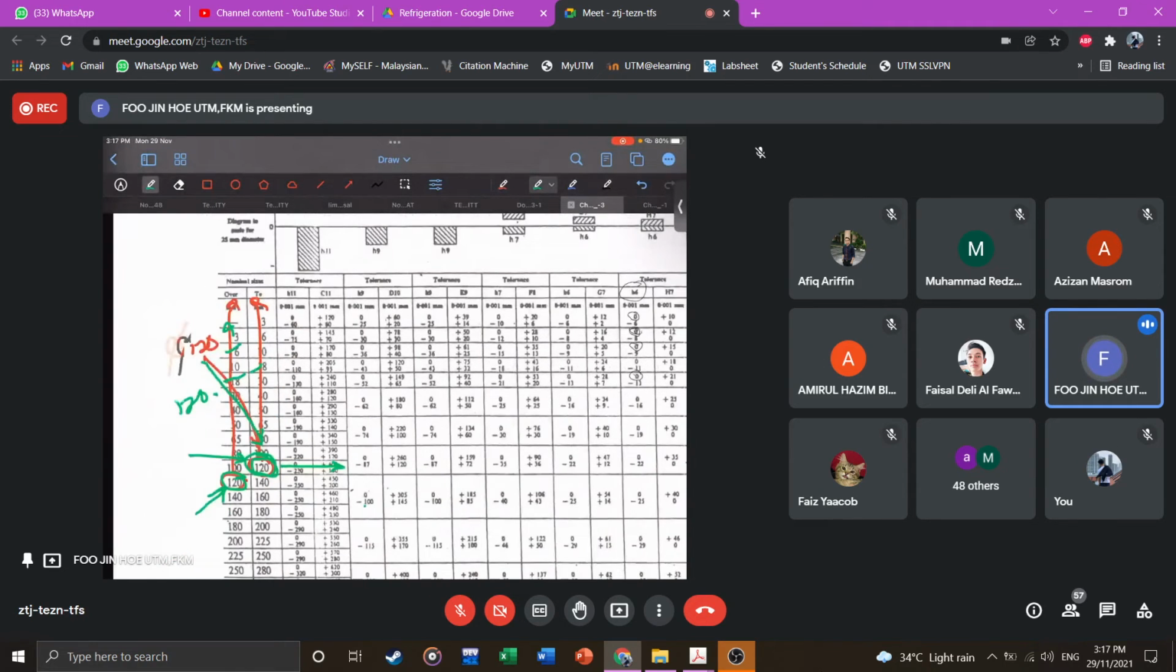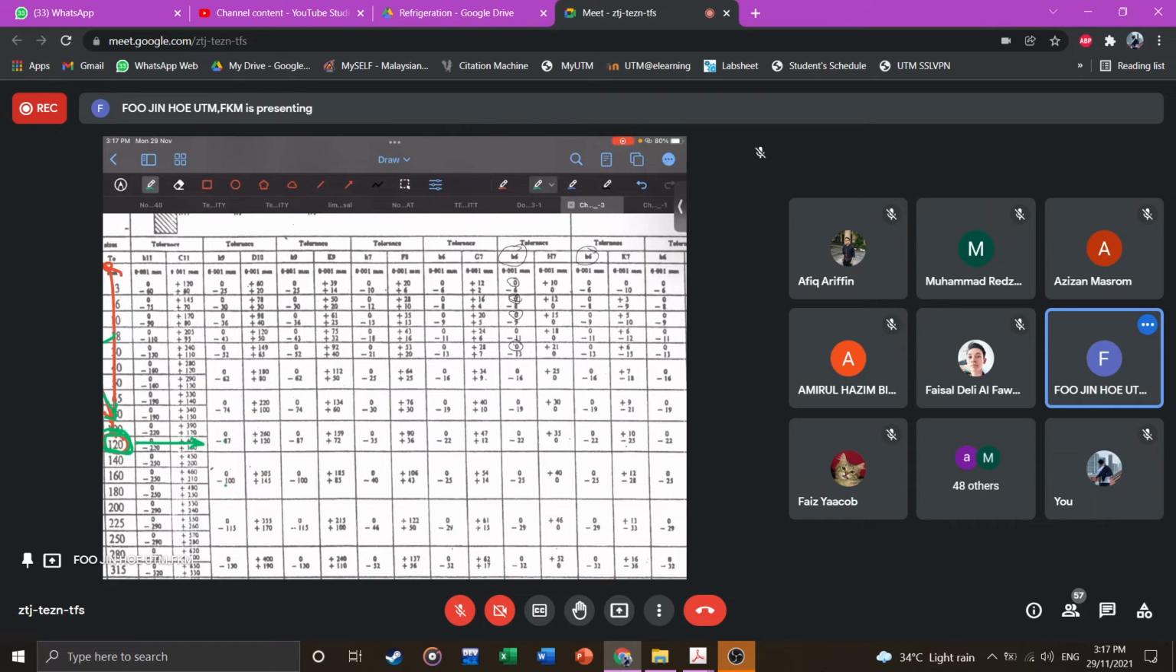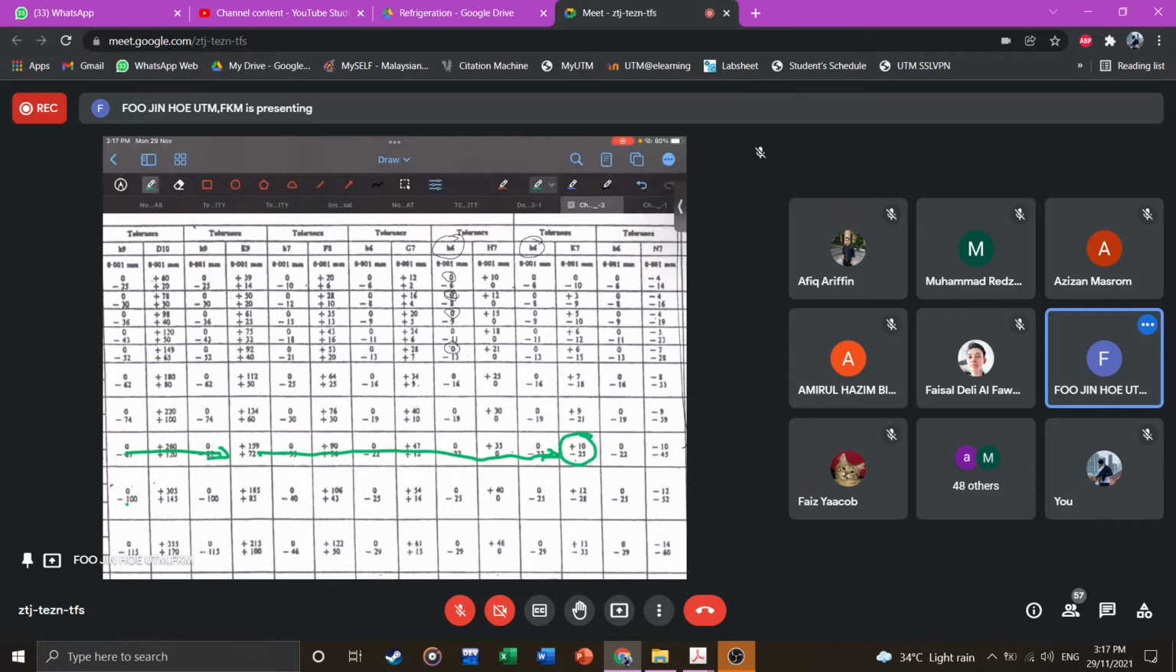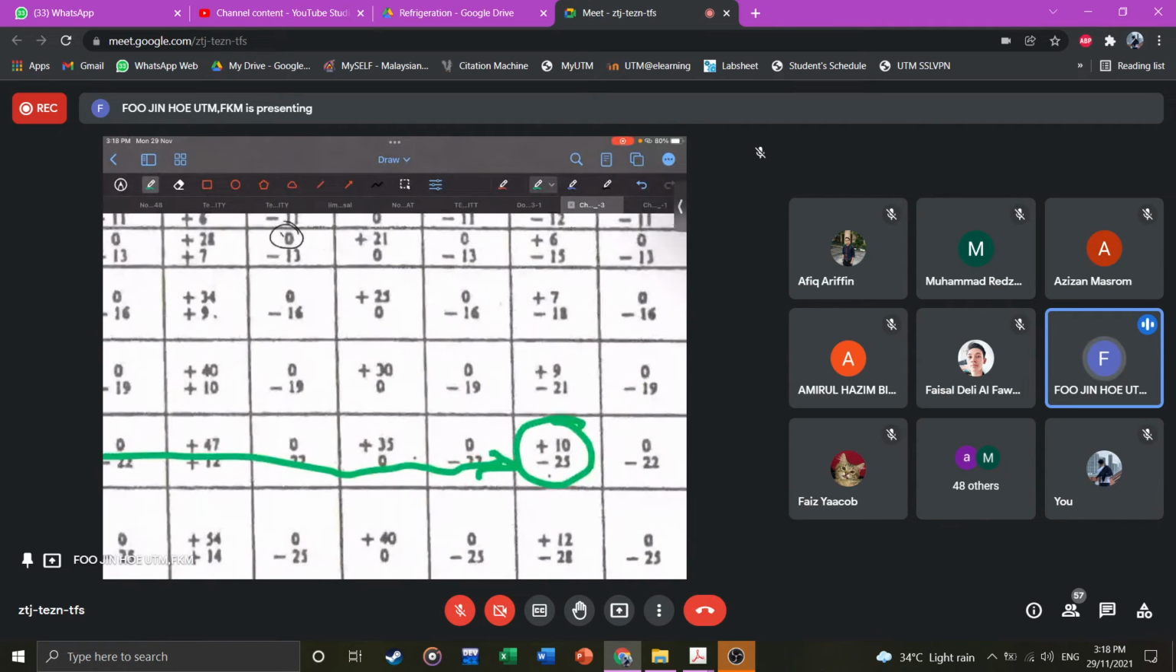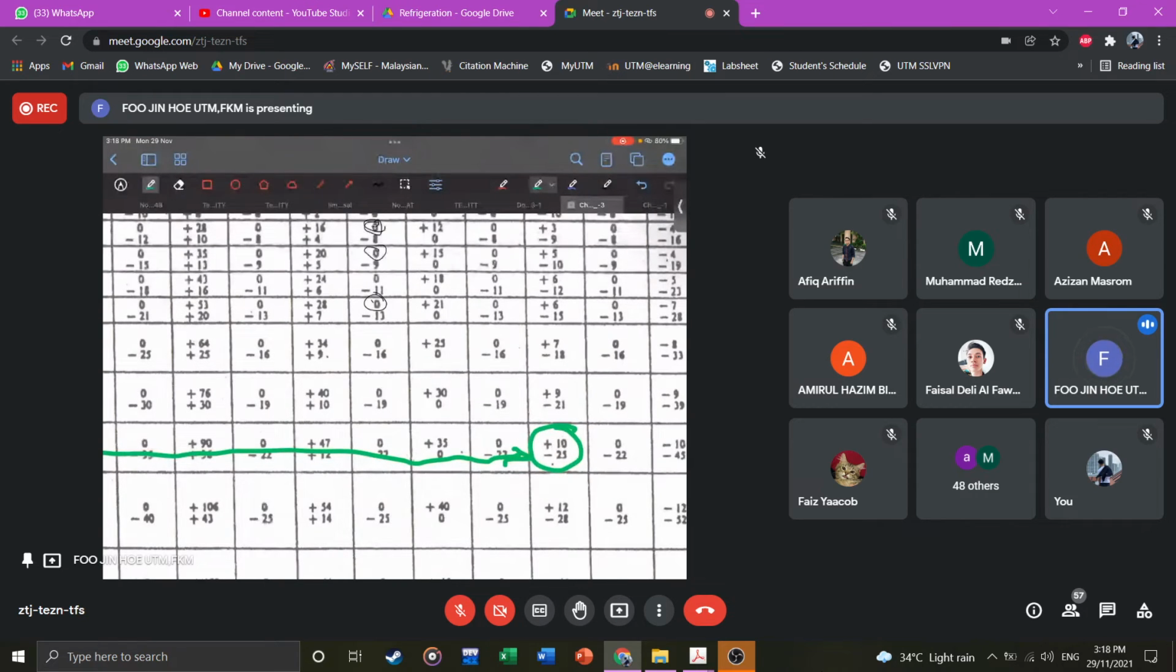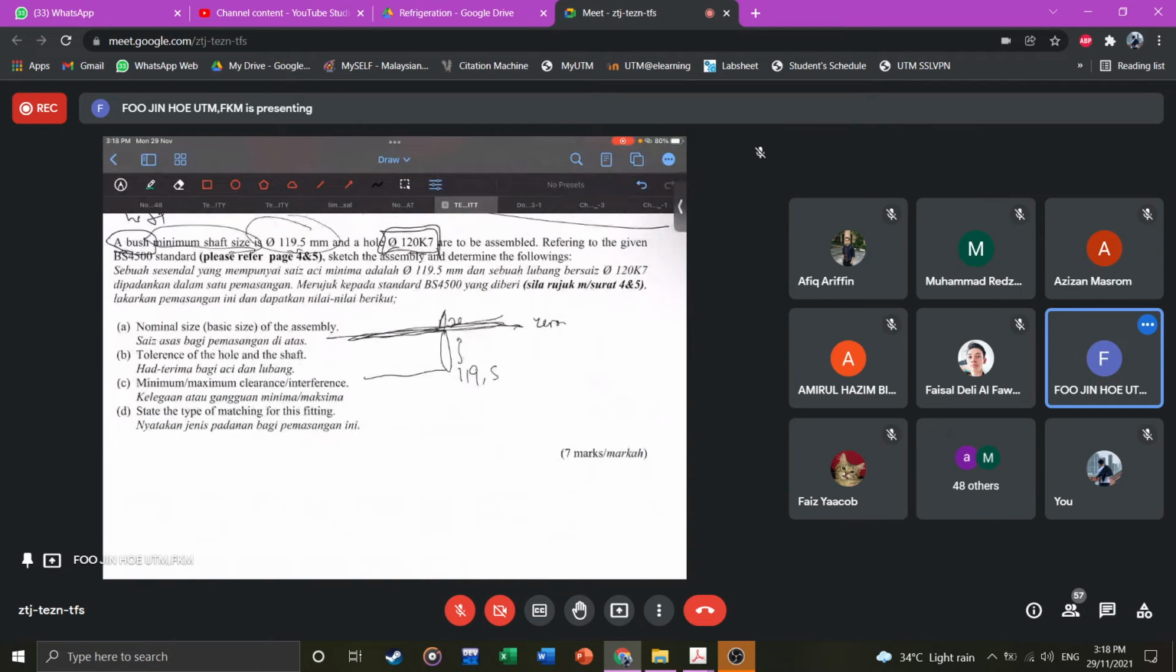So to refer to this one, we look sideways. Just now, if I'm not mistaken, it's K7, right? So we look sideways, K7. Okay, I found it. It's plus 10 minus 25. So this one is 120 plus 10 minus 25. Multiply by 0.001. So it will be 120.01, and 119. This is 0.25. Let's minus it off.